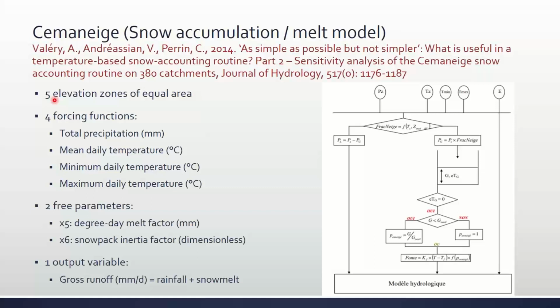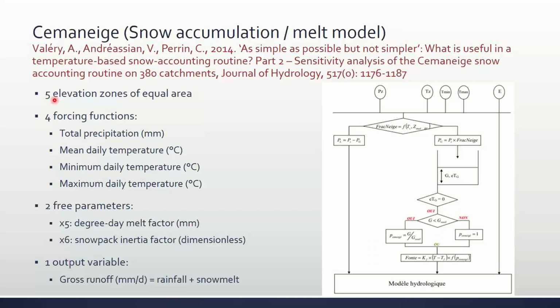elevation area curve for a mountain valley, your last piece in the high peaks has comparatively really small area. So it's a bit irrelevant to model that. If it was equal thickness slices, it would be a bit irrelevant. So we're talking about 5 equal area zones.